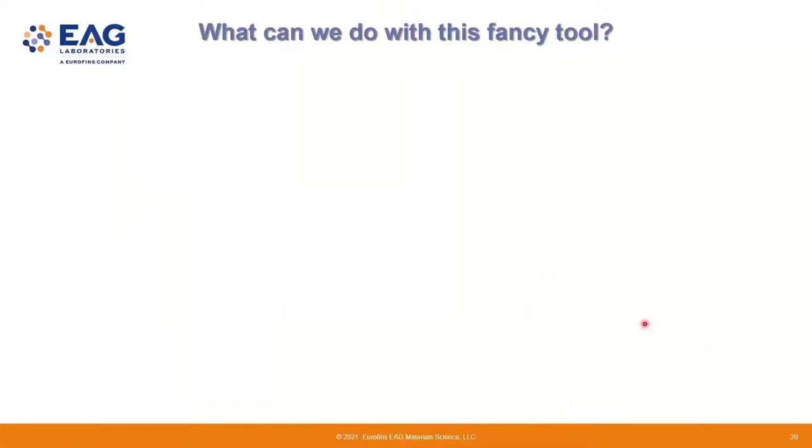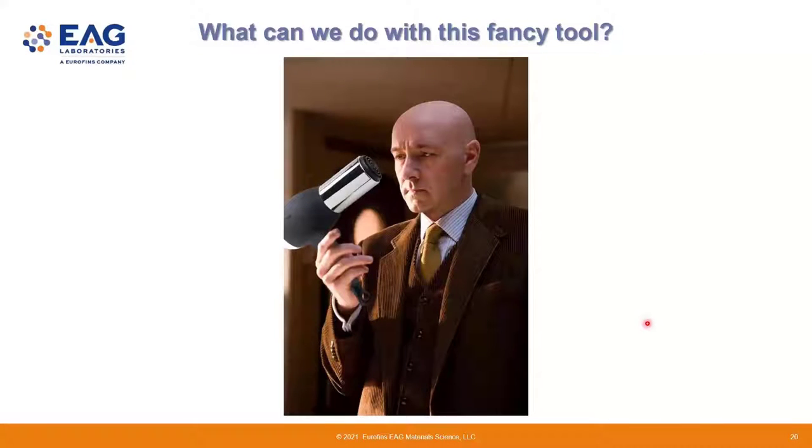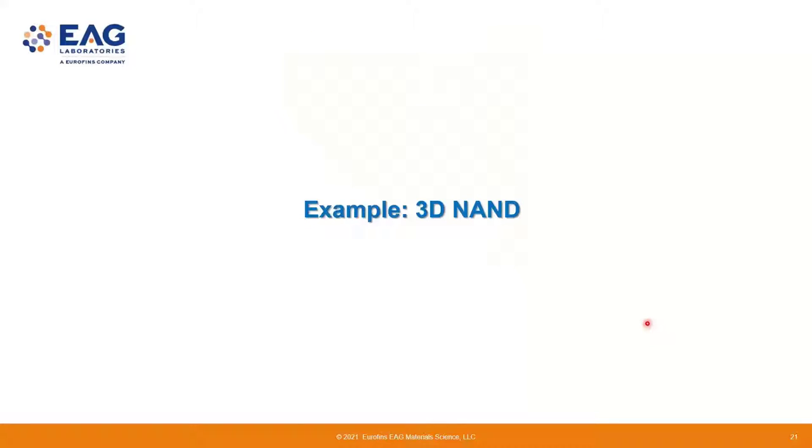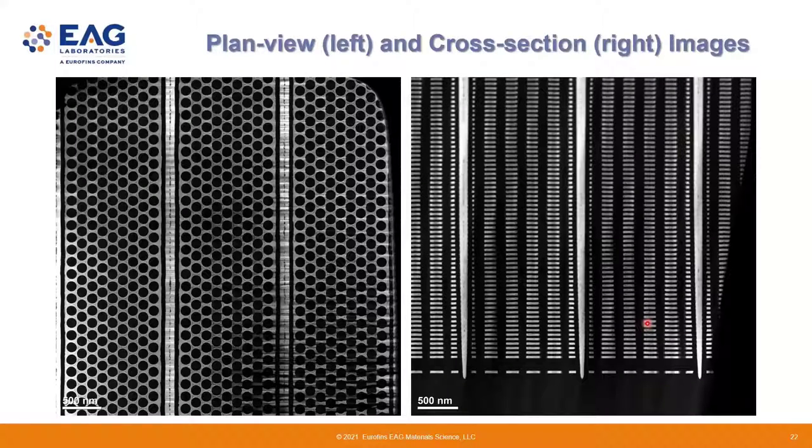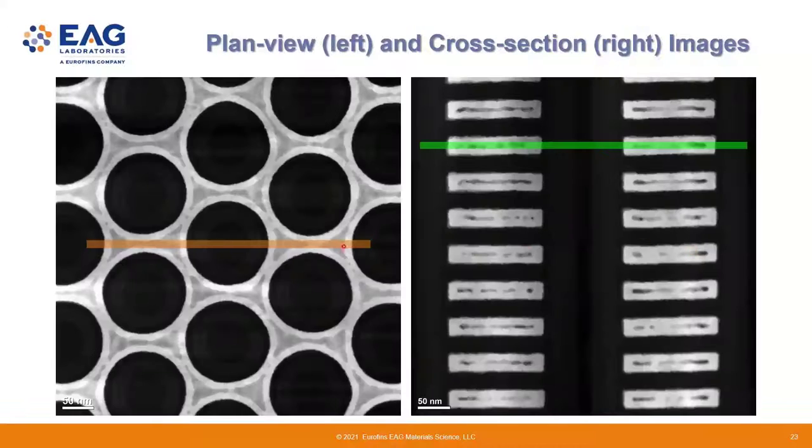All right. So what can we do with this fancy tool, right? I will show you some examples. The first example is a 3D NAND. If you sample the device from the top down, which is plan view, and from cross section, now they are actually at the same magnification, you will see that they have a very complicated three-dimensional structure. And of course, if you do the in and out of the plan view, this is the cross section, right? If you do in and out for cross section, it would be plan view. I hope you got my idea.